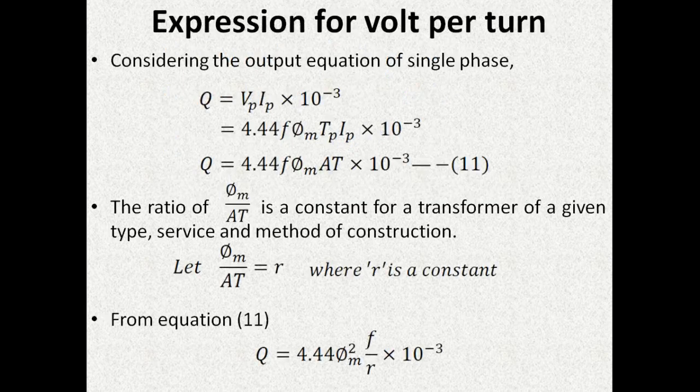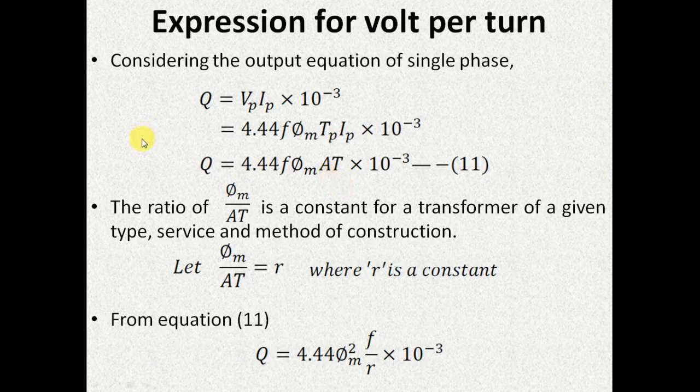Next we are going to obtain the expression for voltage per turn, that is the induced EMF per turn, which we have expressed as E small t. We will first consider the output equation of a single phase transformer. We are quite familiar with this relation now. In this relation Vp is replaced by Ep, Ep is further replaced by Et into Tp, then the relation becomes 4.44 FIM TPIP into 10 raised to minus 3. TPIP can be replaced by At.